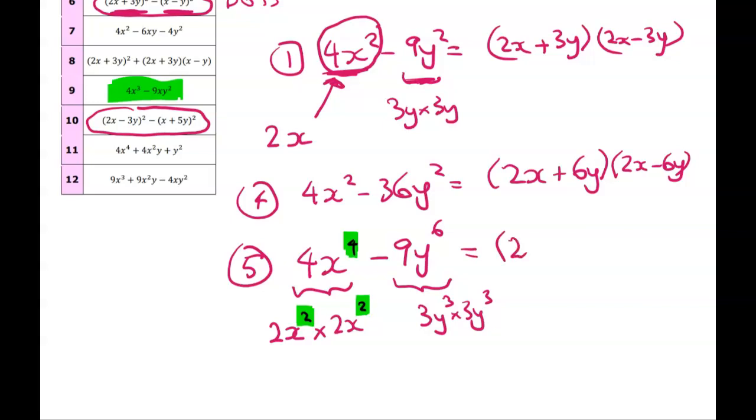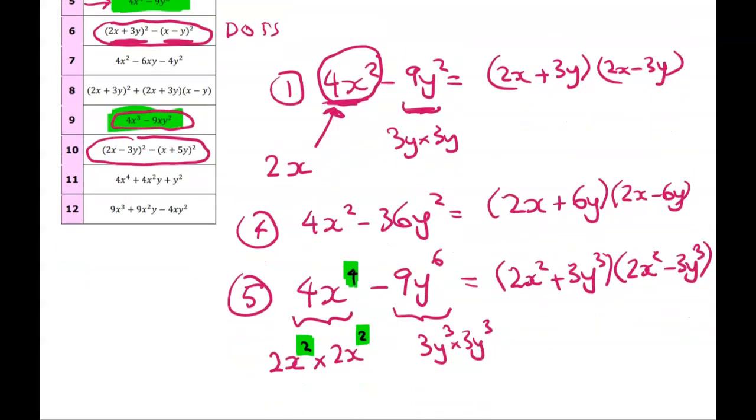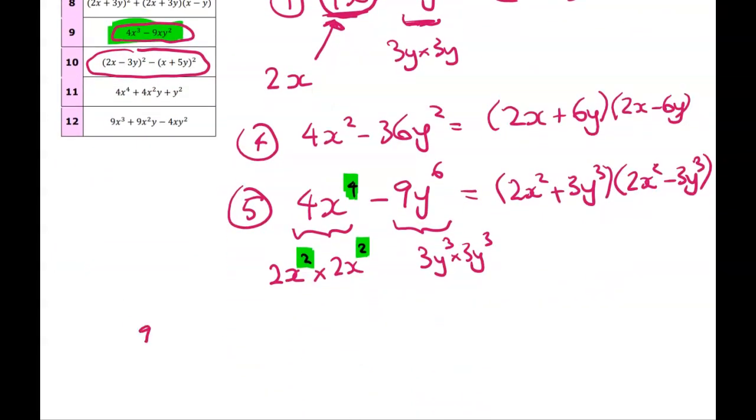So this factorizes to 2x squared minus 3y cubed, or we'll stick with our usual order, 2x squared minus 3y cubed. In question 9, we've got another variation on that. So 4x cubed minus 9xy squared.